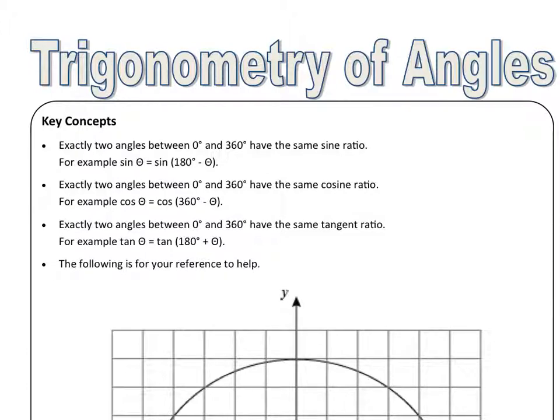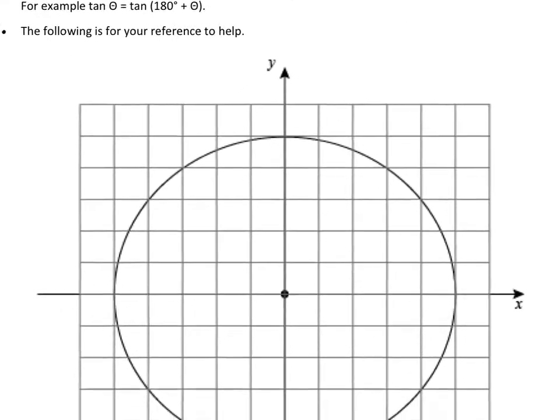There are two answers for all of these questions, unless they say specifically that it's only between 0 and 90, then obviously there would only be one answer. But if we're looking at the circle from 0 to 360, we're going to have two answers. That's what the key concept says: exactly two angles between 0 and 360 have the same sine ratio. So for example, sine theta is equal to sine of 180 minus theta. That has to do with quadrant 2.